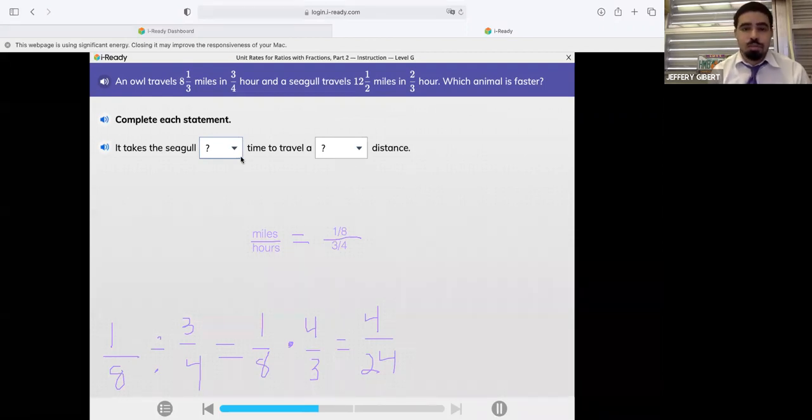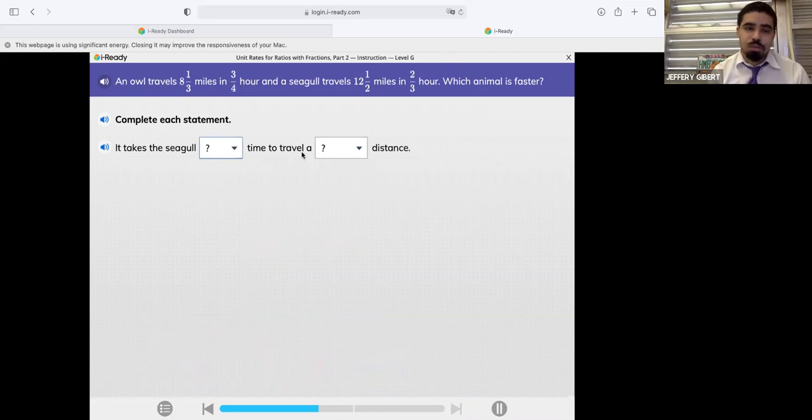Does the seagull travel for more time or less time than the owl? I'm gonna say more. The seagull is 2/3, and the owl is 3/4. When you do 3 divided by 4, it's 0.75. And when you do 2 divided by 3, it's 0.67. 0.67 more than 0.75 or less than? Less. This is going to be less. And then this one's easier to compare. Is 12 1/2 longer or shorter than 8 1/3?